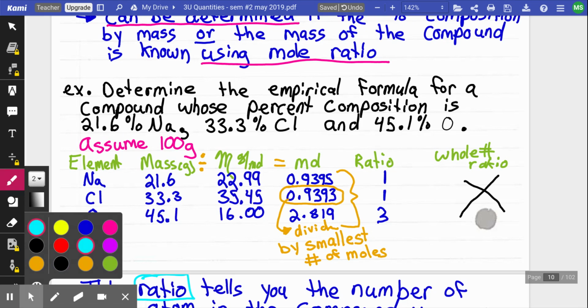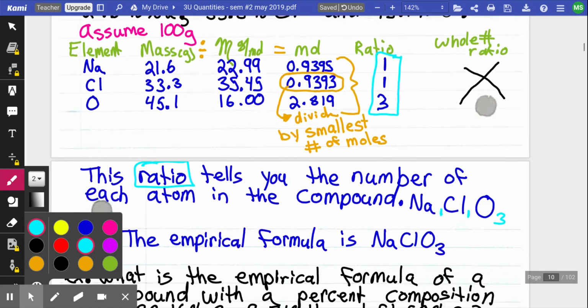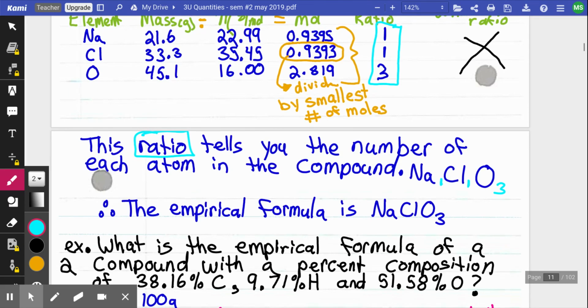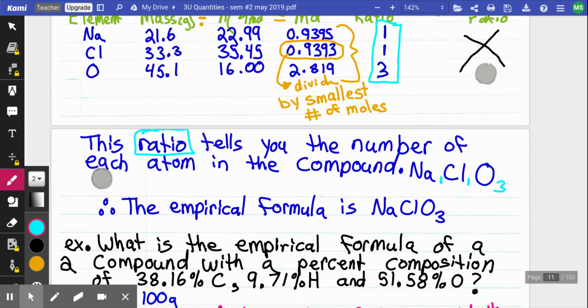So now I have these numbers 1, 1, and 3. This is the ratio that tells you the number of atoms in the compound. So if we look, this ratio tells you the number of each atom in the compound. So we have 1 sodium, 1 chlorine, and 3 oxygen atoms. So we can say that, therefore, the empirical formula is NaClO3. So make sure you have this copied. We're going to do another example.